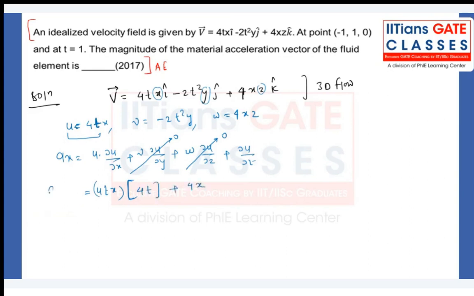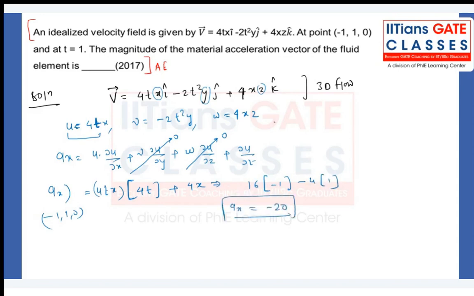And we are calculating at the location minus 1, 1, 0. So what is going to be there? 16 into minus 1 minus 4 into 1. So minus 20. That is my ax.